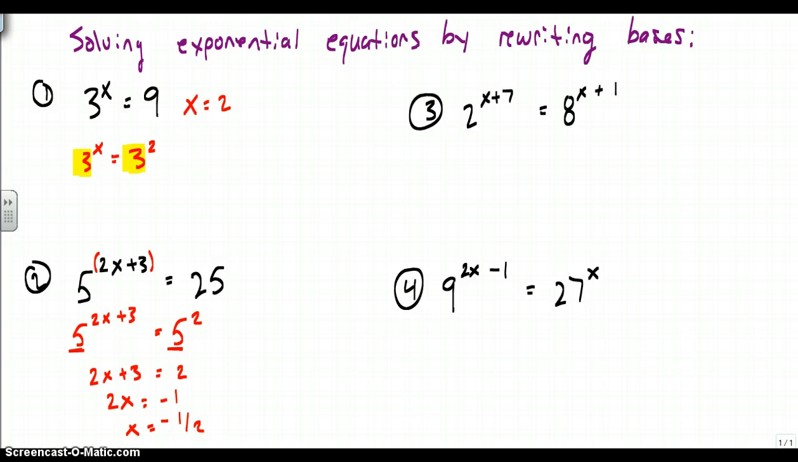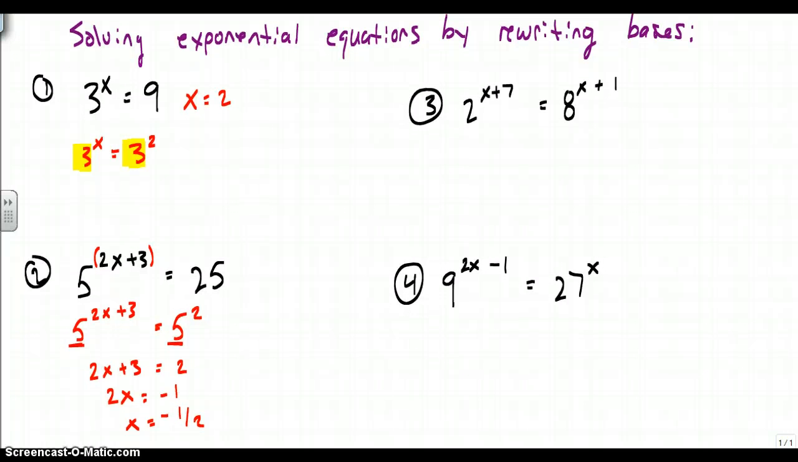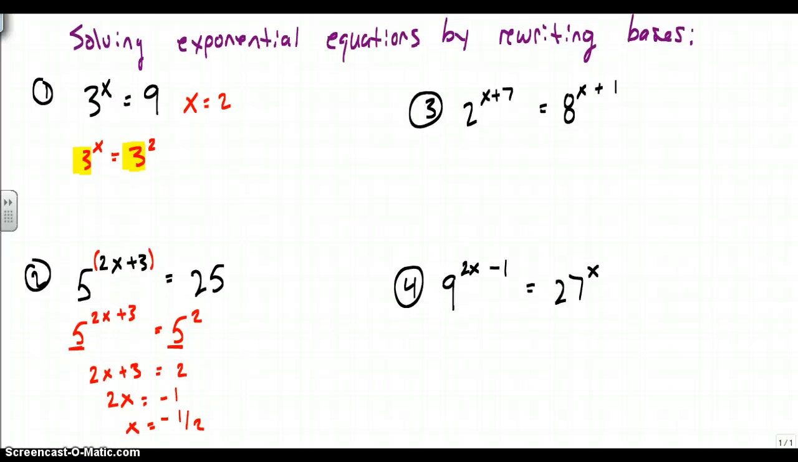All right. So let's look at a little bit more challenging example, number 3. Here I have 2 to the x plus 7 equals 8 to the x plus 1. Again, hopefully, eventually, you recognize this relationship between 2 and 8. 2 is the lowest we can go for a base. 8 is 2 cubed. So I can rewrite this as 2 to the x plus 7 equals, not 8, 8 is 2 cubed. So all I've done is I've rewritten 8 as 2 cubed.